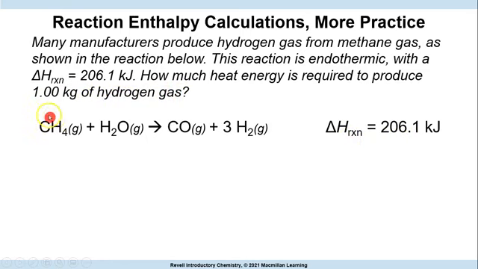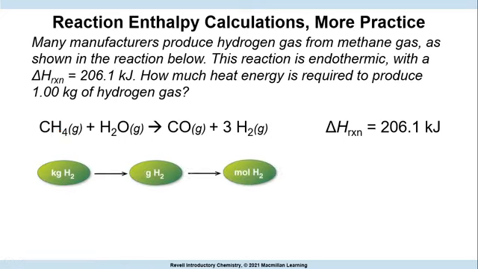So now we are going to use 1 kilogram of hydrogen gas and see how much heat that gives. The first thing we are going to do is convert the kilograms to grams of hydrogen. Then from grams of hydrogen, we are going to convert to moles of hydrogen. Then after getting the moles of hydrogen, we are going to use the conversion factor here: 3 moles of hydrogen gives 206.1 kilojoules. And then we get the value. So let's start by first converting the kilograms to grams, then to moles, and then finally to the energy.